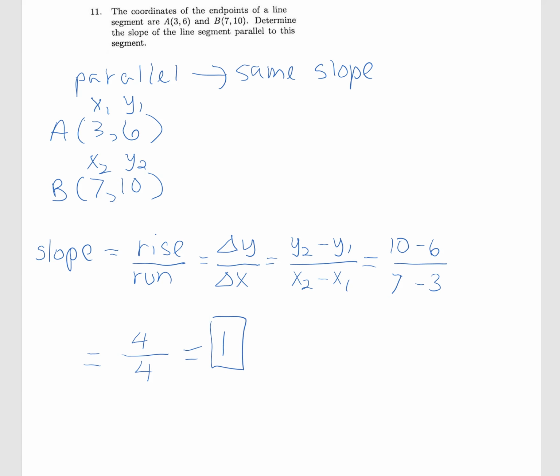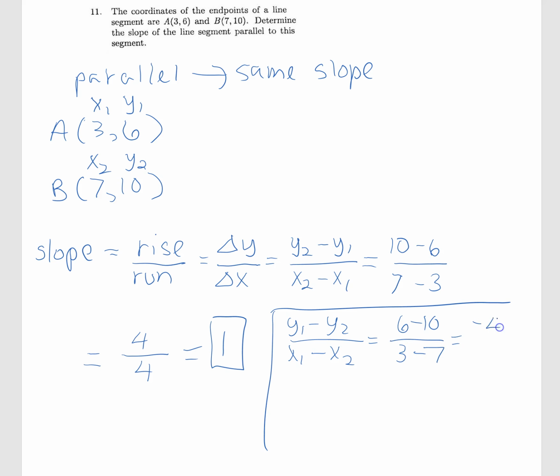And you can see that if we had switched the order in which we were subtracting these, so if we had done y1 minus y2 over x1 minus x2, we would have gotten 6 minus 10 over 3 minus 7, and this would give us -4 over -4, which would still give us our right answer of a slope of 1. So that's why it doesn't matter which one of these points you label as point 1 or point 2 in the end. If you keep it consistent which one you're starting out with when you subtract, you're going to get the right answer in the end.